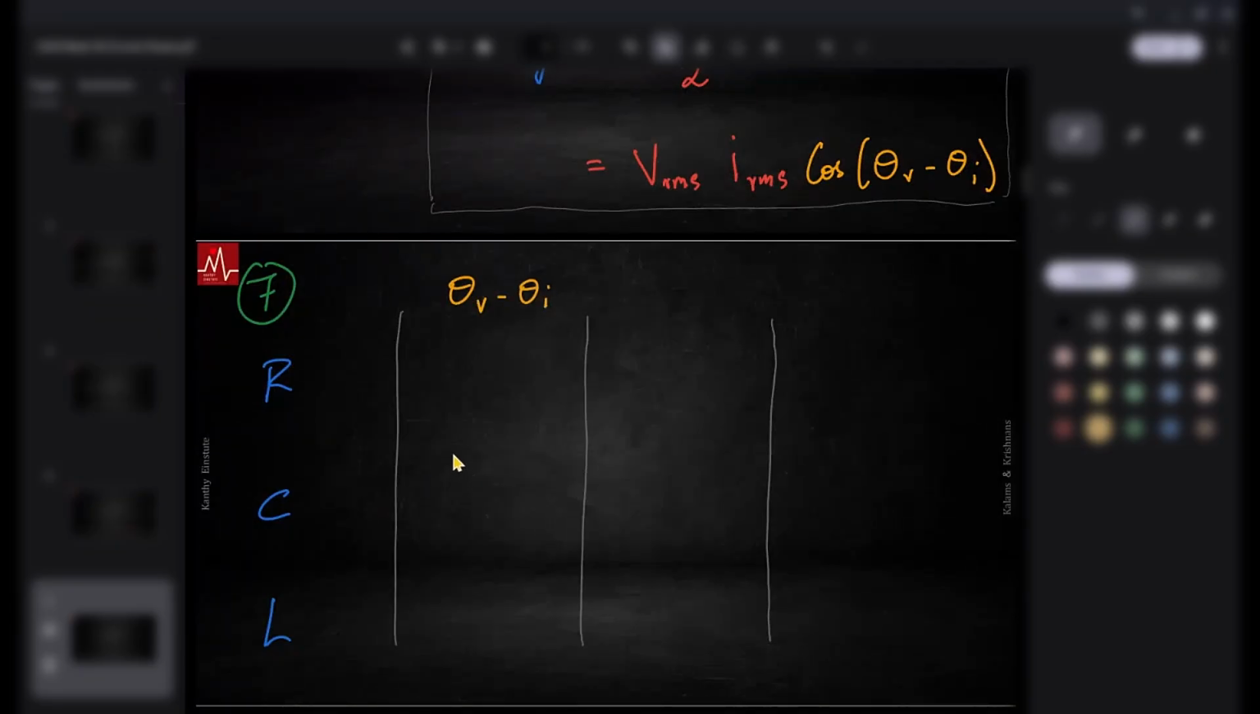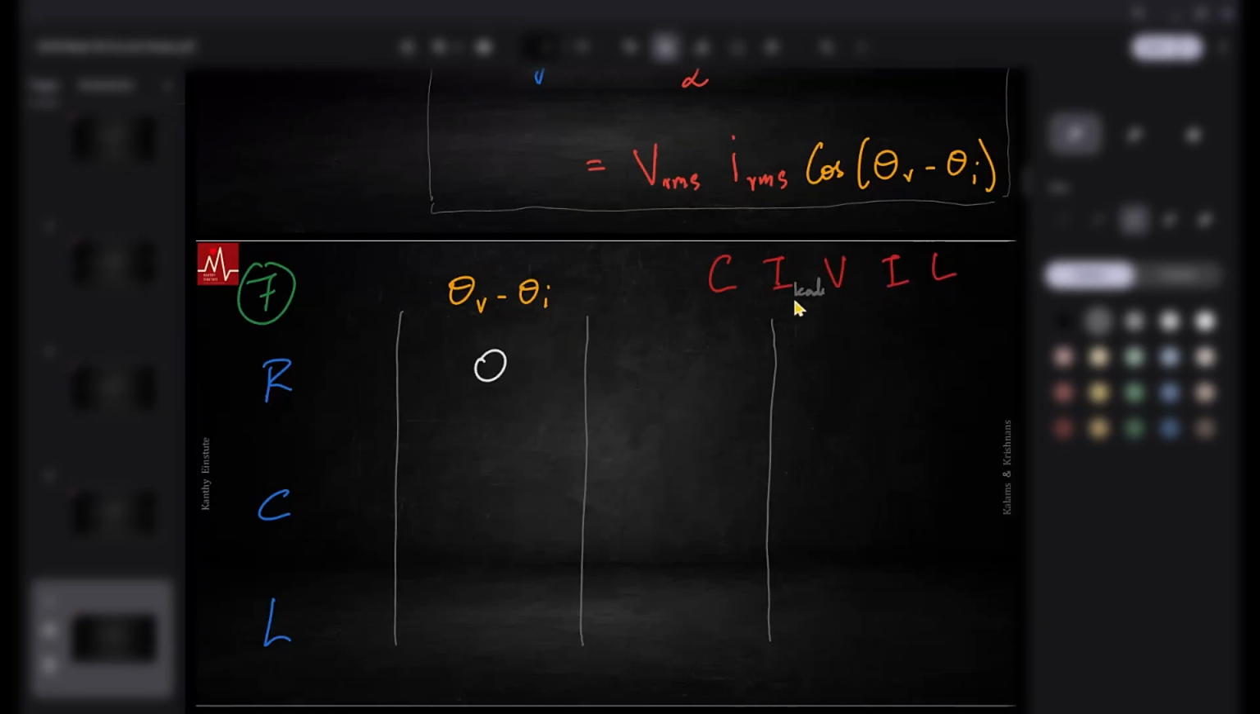Theta V minus theta I, this is 0 in this case. How about RC? Is it positive or negative? Again, there is this mnemonic, right? CIVIL. Current leads voltage, current lags voltage. So voltage leads in this case.